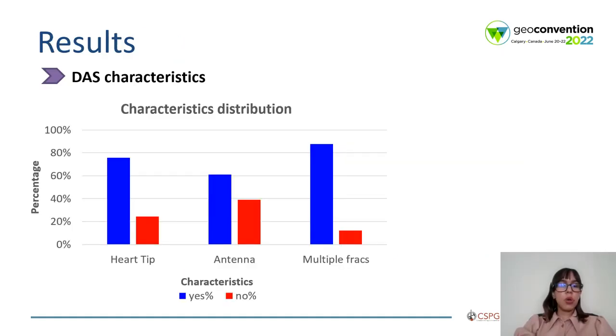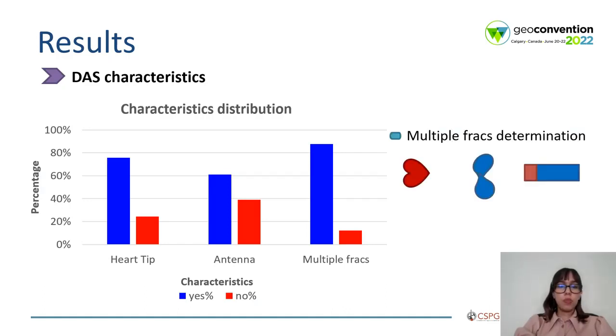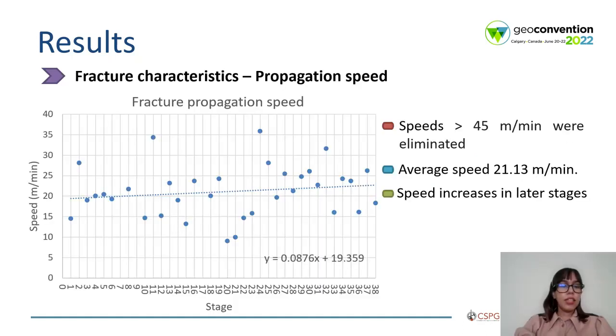Now I'm going to show the multi-stage results for this phase of the project. This is a graph with the dust characteristics distributions for all stages. Most of them present the expected heart-shaped tip. Most stages as well present some sort of antenna. And most stages present characteristics of having created multiple fractures, which will be that they present multiple heart-shaped tips, multiple wings, and/or multiple tails.